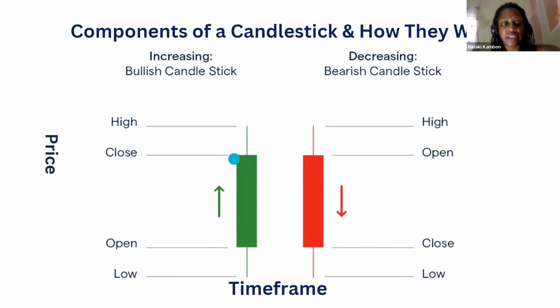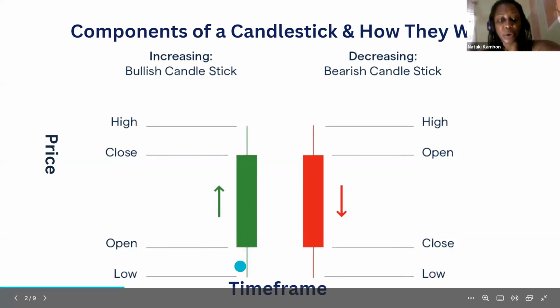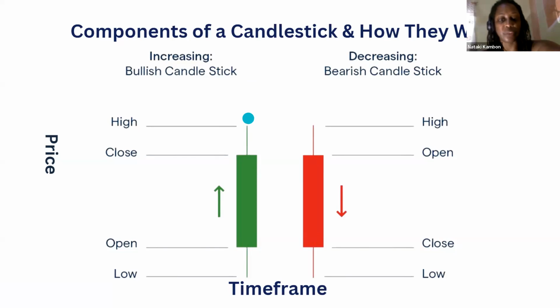But in terms of price, it opened at one price and it closed at a higher price is what happens with an increasing or bullish candlestick. But during that 1 hour, the price can do lots of things. The price may go lower than where it was when it opened. The price may even jump higher than where it was when it closed.